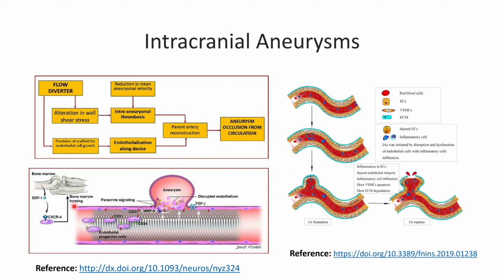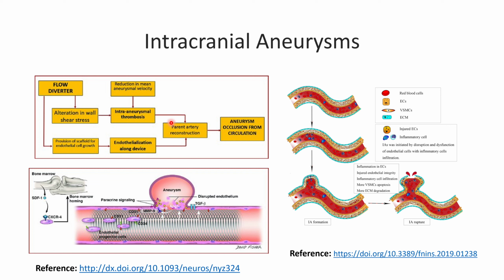enhanced by paracrine signaling. These endothelial progenitor cells come from the bone marrow, and they will form another endothelial layer just at the place where the aneurysm is formed. So endothelialization along the device will occur. After this, the whole surface of the device will be endothelialized, as the device is designed in a way that it will support endothelialization.